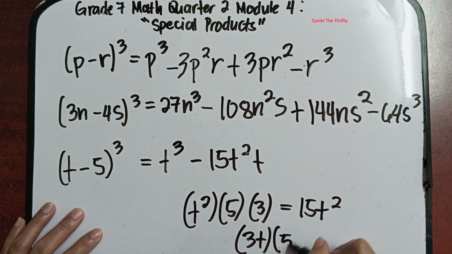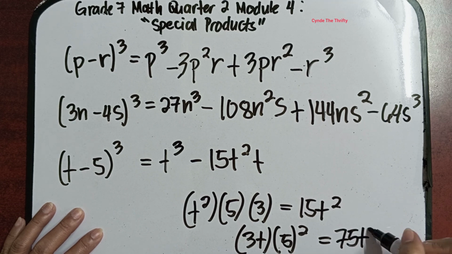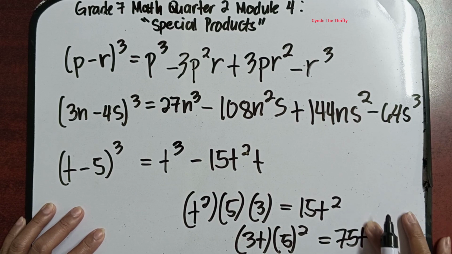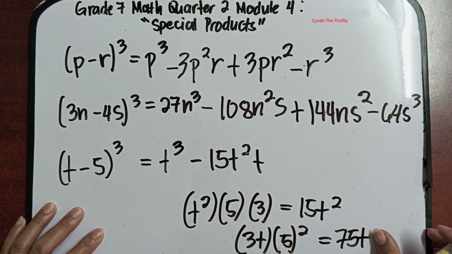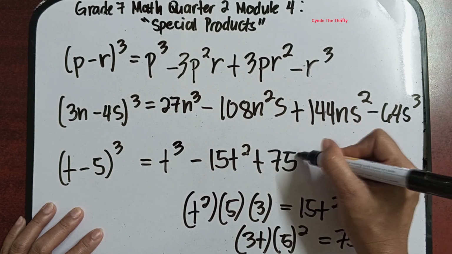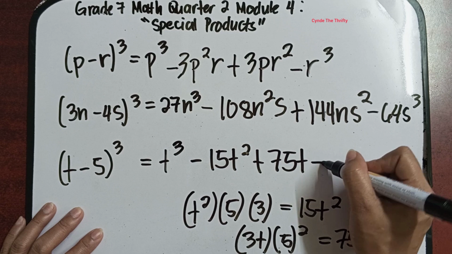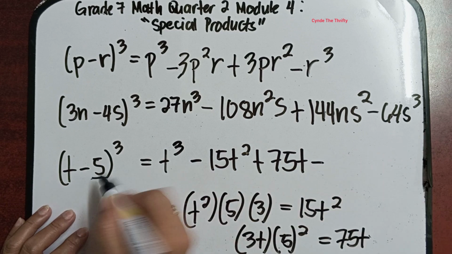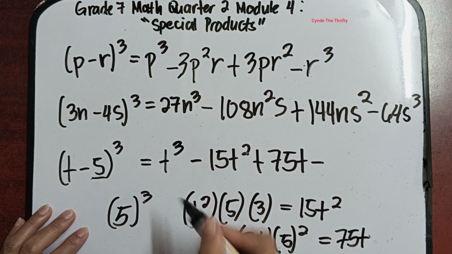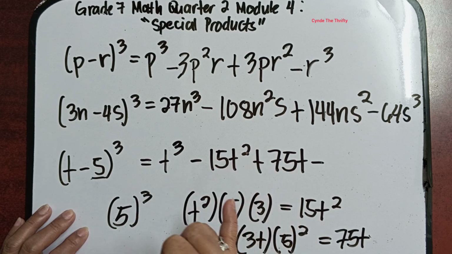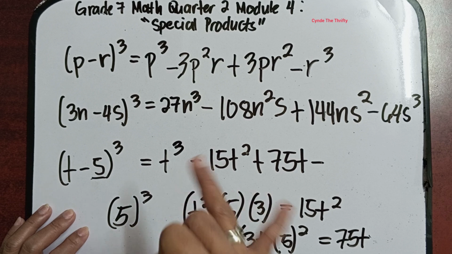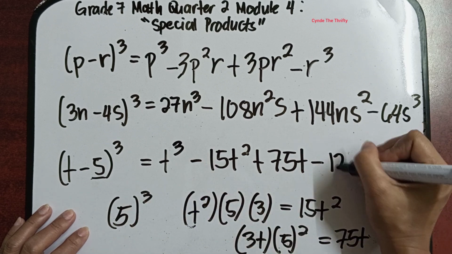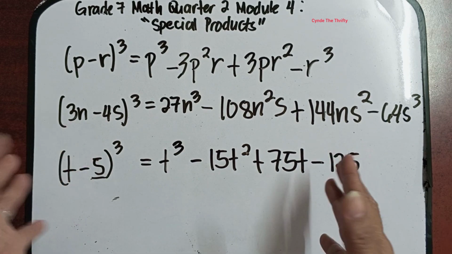So, 5 squared. So, 5 times 5 is equal to 25. And then, 25 times 3 is equal to 75t. Wala pala itong squared kasi si 5 yung na-square natin. So, plus 75t. And then lastly, subtract the cube of the second term. So, second term is 5. So, 5 cube is equal to 5 times 5 times 5. So, 5 times 5 is equal to 25. 25 times 5 is equal to 125.